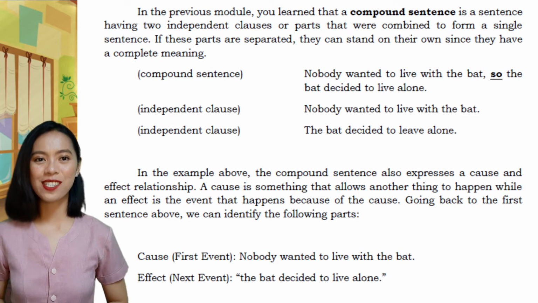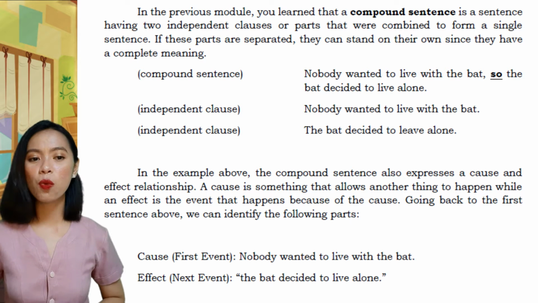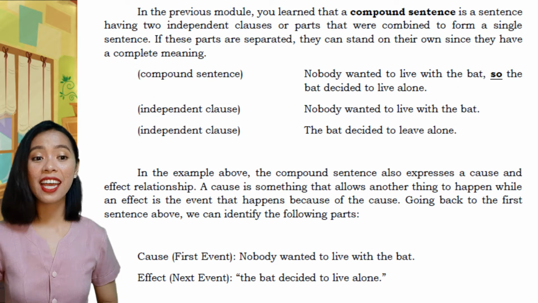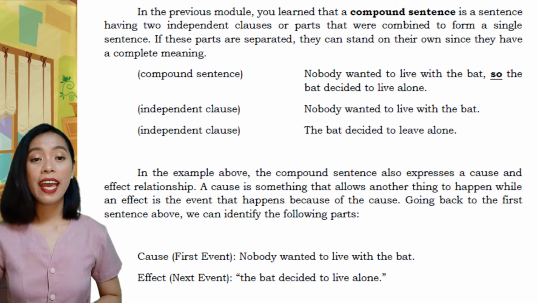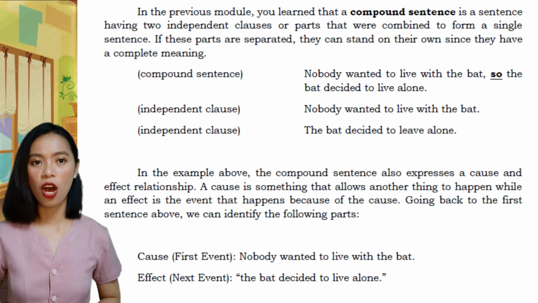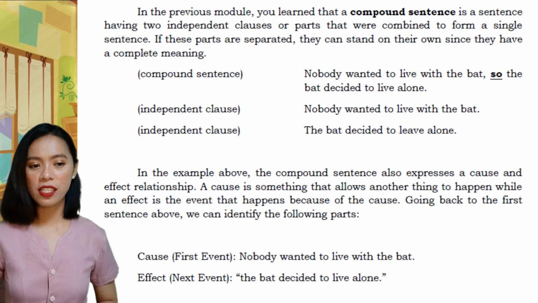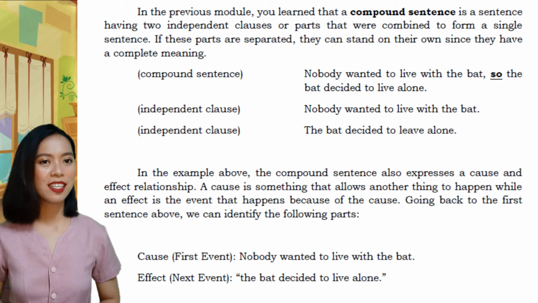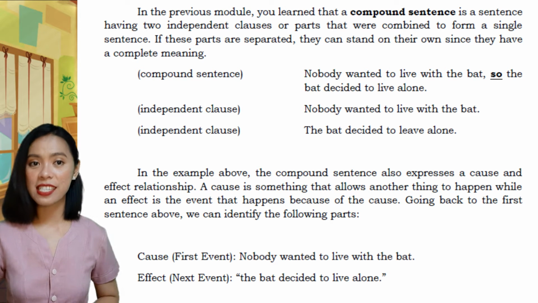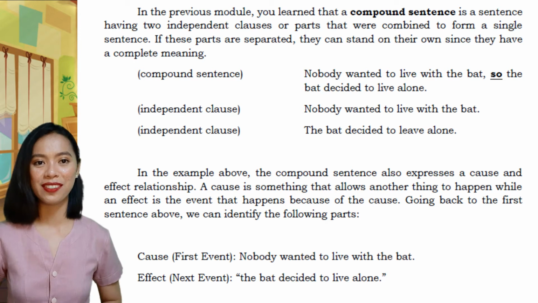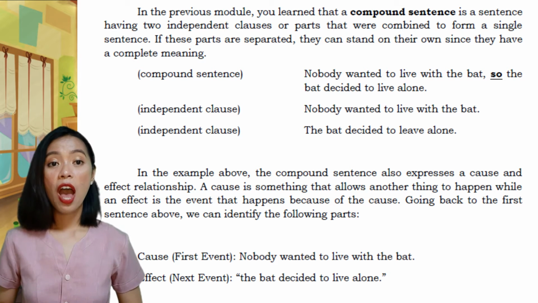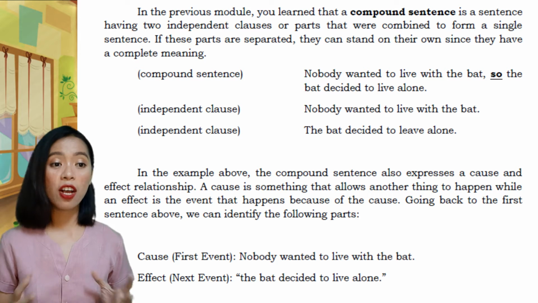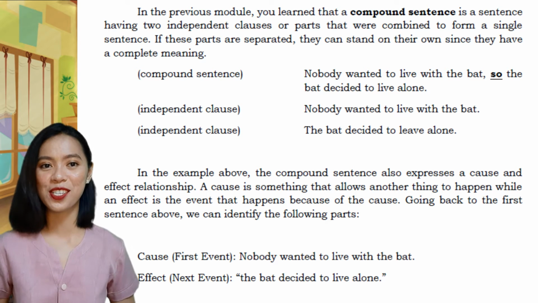Example of compound sentence: Nobody wanted to live with a bat, so the bat decided to live alone. Example of independent clause: Nobody wanted to live with the bat. Another example of independent clause: The bat decided to live alone. In the example above, the compound sentence also expresses a cause and effect relationship.